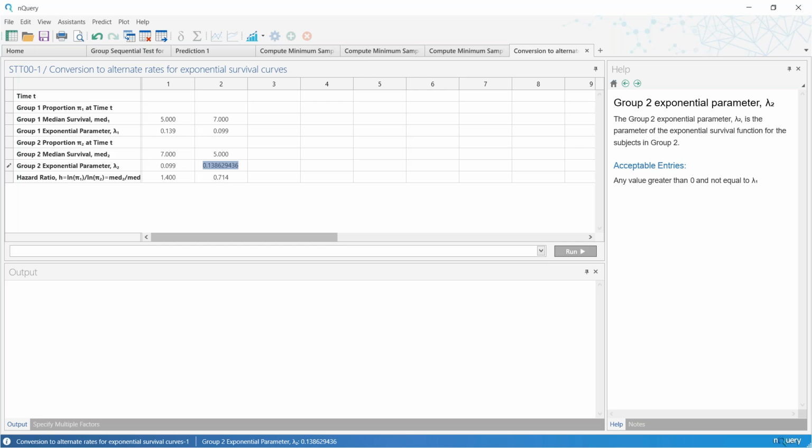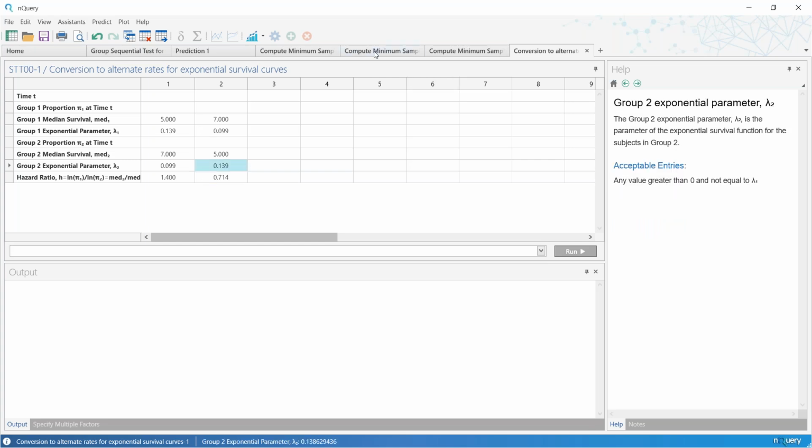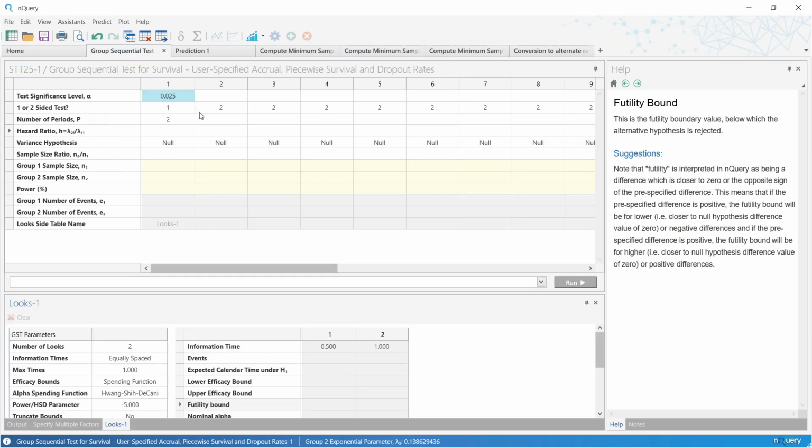So if we're talking about the exponential rate on this month's scale, like if we were to turn this into a year scale or a week scale by say dividing by 12 for years or multiplying by 4 for weeks, these numbers would obviously change. So we're implicitly using the time unit by the choice of whatever time unit we put into this median survival row. So we'll take this other hazard ratio here of about 0.714, and we'll enter that into the original table.